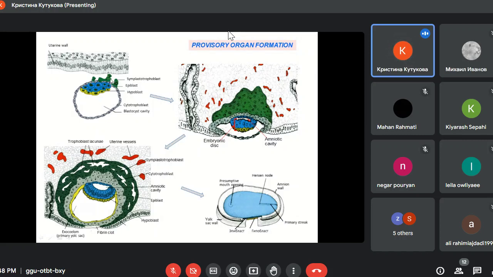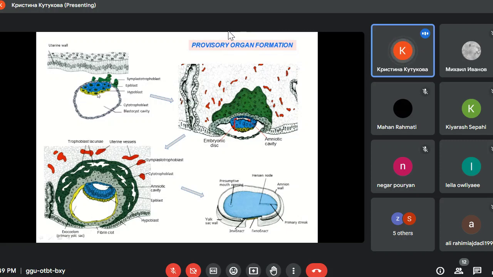Now by day 6, by the beginning of implantation, the embryo consists of 2 layers, epiblast and hypoblast. Next, the epiblast of the embryo splits with the making of a cavity, which is called the amniotic cavity. So this is how the amnion is formed. So the amnion is now here. It is the result of the split of the epiblast.